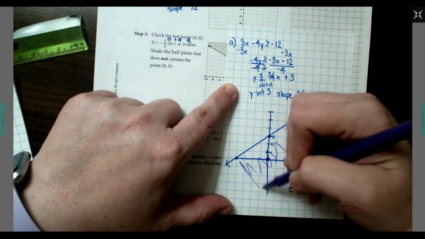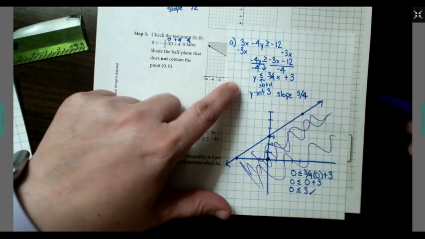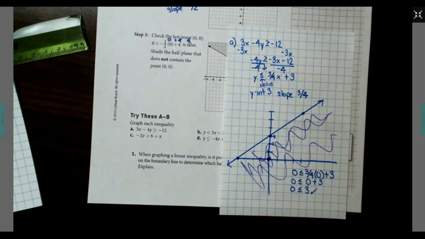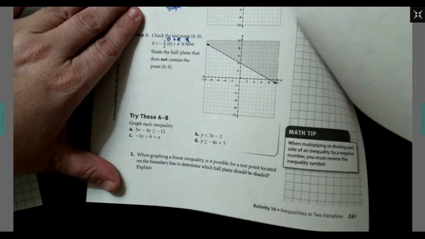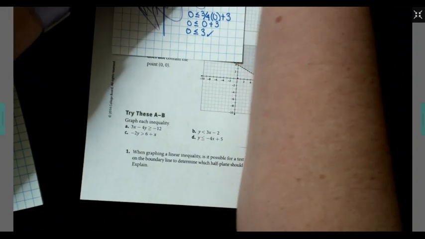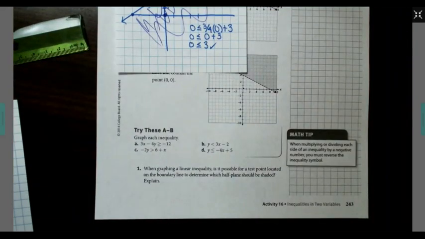So I would shade all this area down here. Everything below the line gets shaded. Move this sticker off to the side. Let's take a look at example B.